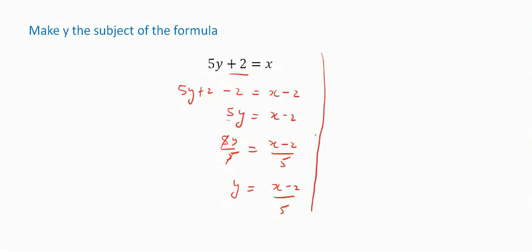Alright, like I said, when you get comfortable with changing the subject of the formula, it'll become second nature, and you will write your answer like this: 5y plus 2 equal to x. So we write 5y is equal to x minus 2 because we move plus 2 to the right hand side and it becomes minus 2. And in order to make y the subject now, we just divide both sides by 5. So this becomes x minus 2 over 5.